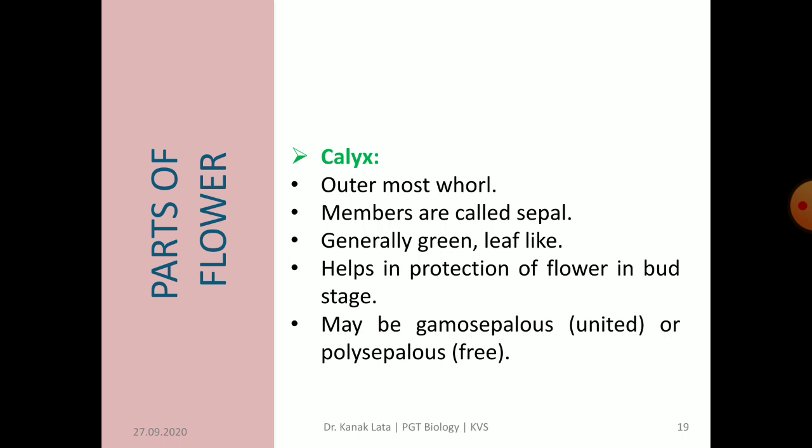Now let us discuss the parts of flower. First part is calyx. Calyx is the outermost whorl of flower and the members are called sepals. Generally they are green in color, but sometimes colored also. When the sepal is colored, then it is called petaloid sepal. Sepals help in protection of flower in bud stage. It may be gamosepalous, that is united sepals, or polysepalous, that is free sepals.